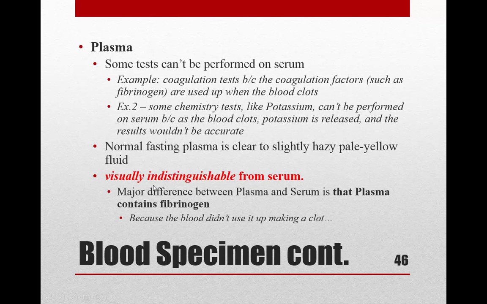And it looks the same as serum, but basically it's the same thing, except it has its fibrinogen because the blood was collected in a tube that prevents clotting, such as an EDTA or sodium citrate or heparin or a potassium oxalate tube, one that has an anticoagulant in it, which prevents the clotting process from occurring, which means that fibrinogen and the other clotting factors are still present, and that would be called plasma.